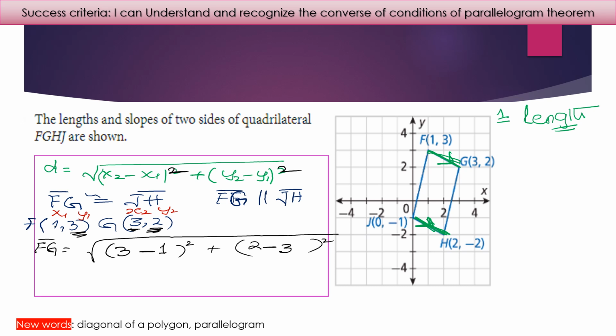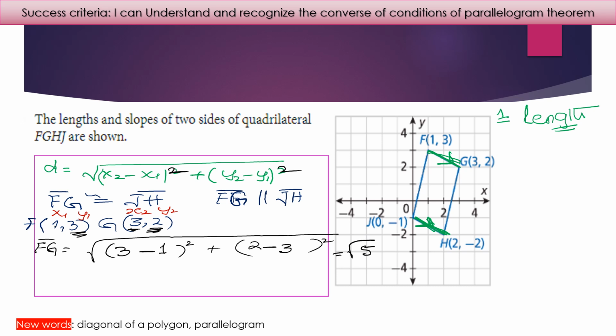So it will be 3 minus 1, that is 2. 2 square is 4, and minus 1, 2 minus 3 is minus 1, minus 1 whole square is 1, and even if I write it in the calculator, I will get square root of 5.